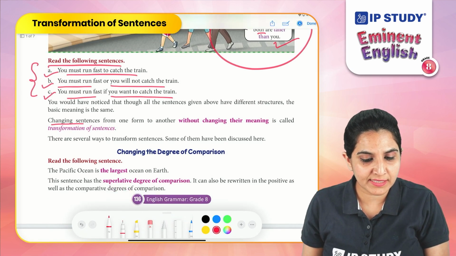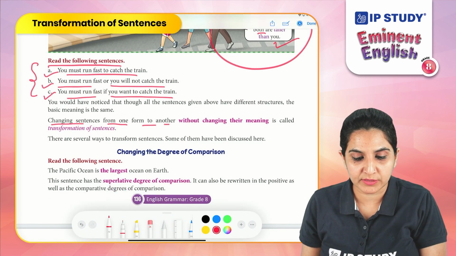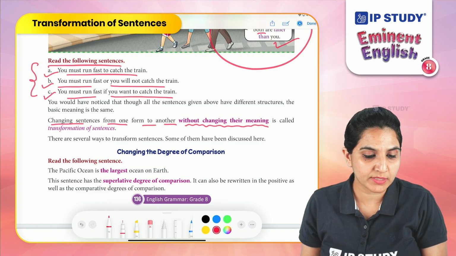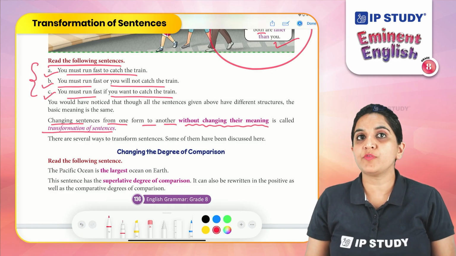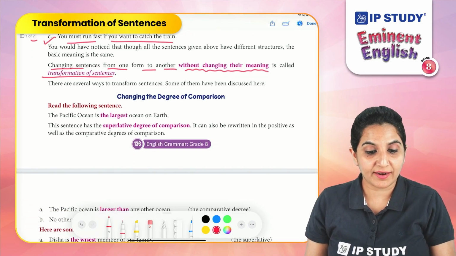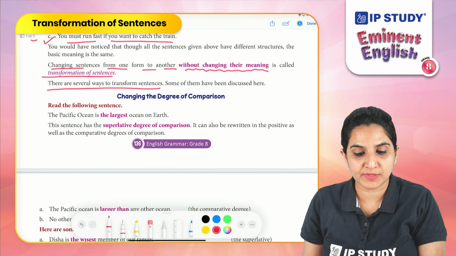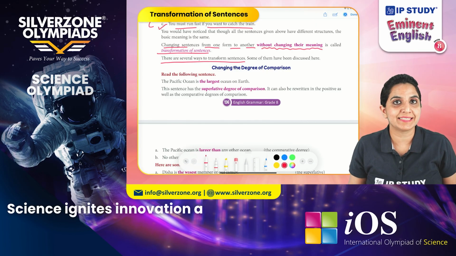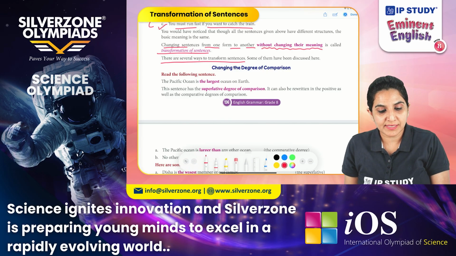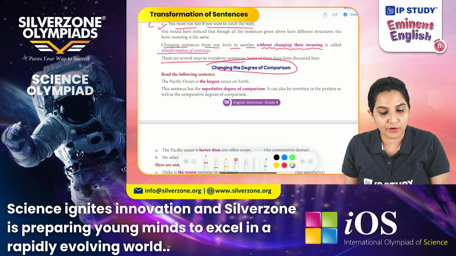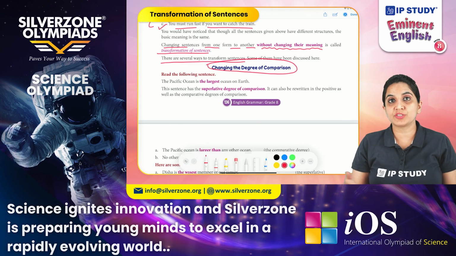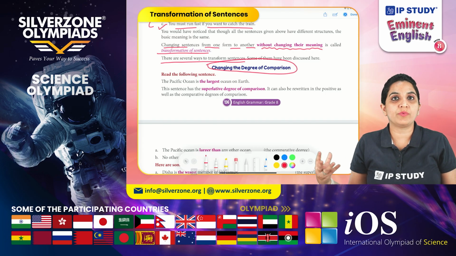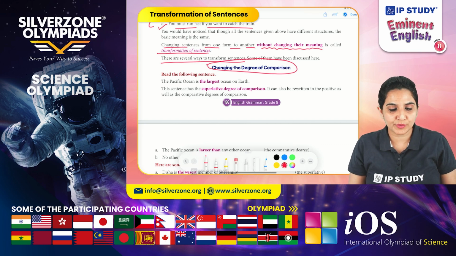Changing sentences from one form to another without changing their meaning is called transformation of sentences. There are several ways to transform sentences, and we will discuss some of them here in this lesson. First, by changing the degree of comparison. So we can change the degree of comparison in the sentence. This is how we can transform a sentence to a different form.